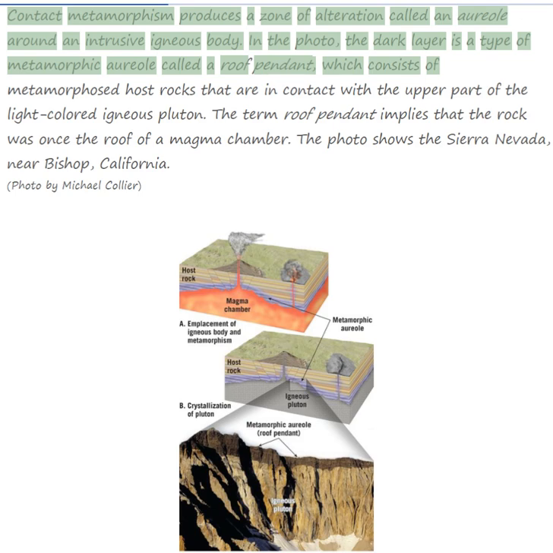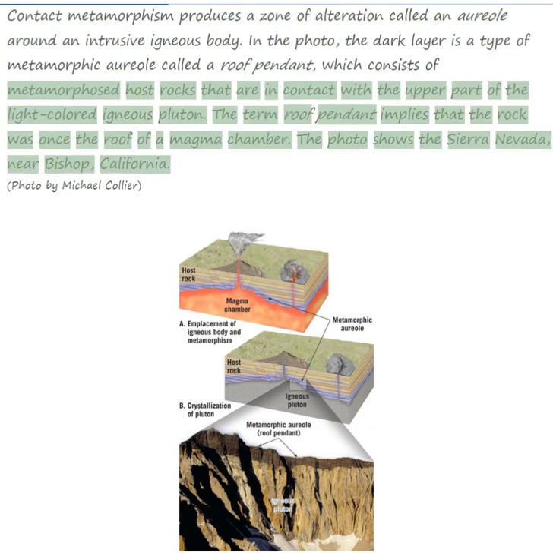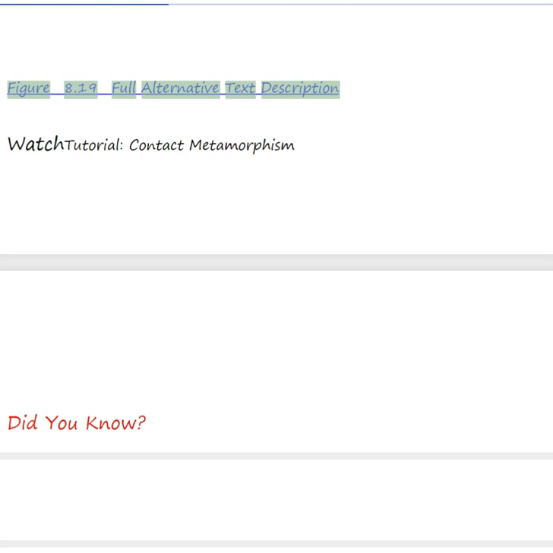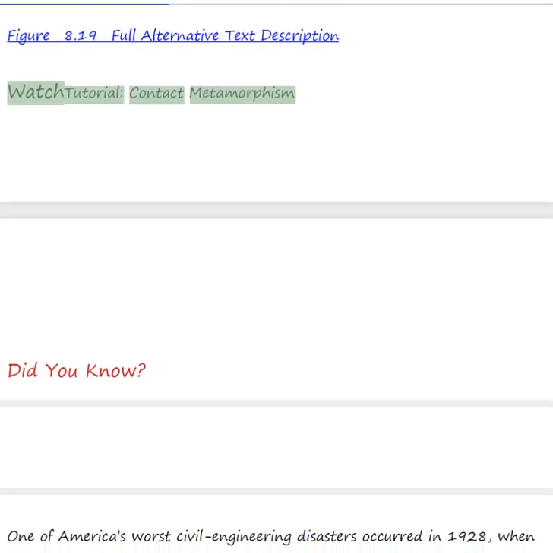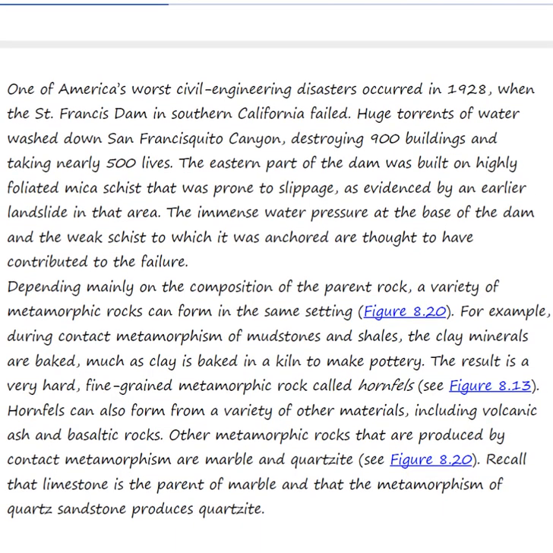In the photo, the dark layer is a type of metamorphic aureole called a roof pendant, which consists of metamorphosed host rocks that are in contact with the upper part of the light-colored igneous pluton. The term roof pendant implies that the rock was once the roof of a magma chamber. The photo shows the Sierra Nevada, near Bishop, California. Figure 8.19 Full alternative text description. Watch tutorial, Contact metamorphism.